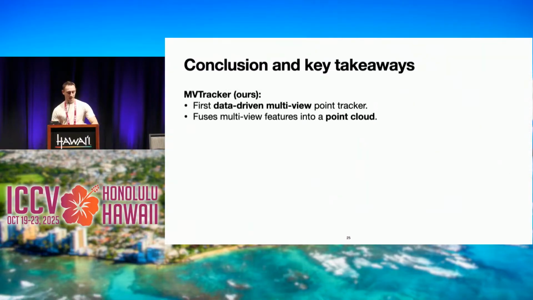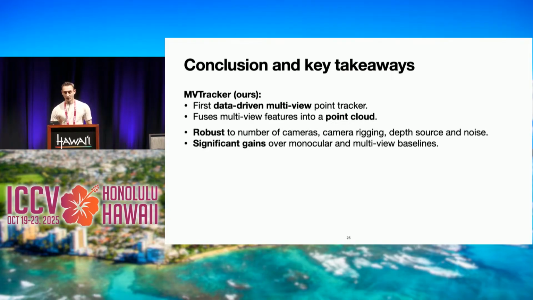So the main takeaways for MVTracker is that it's the first feed-forward 3D point tracker for multi-view. It fuses the information from multiple cameras by creating a 3D feature point cloud. Because of the design, it's robust to the number of cameras, the placement of these cameras, as well as moderately robust to the source of the depth. And it significantly outperforms baselines.